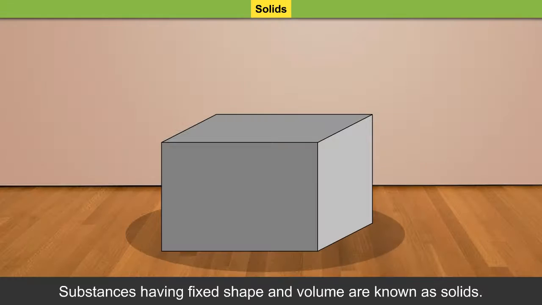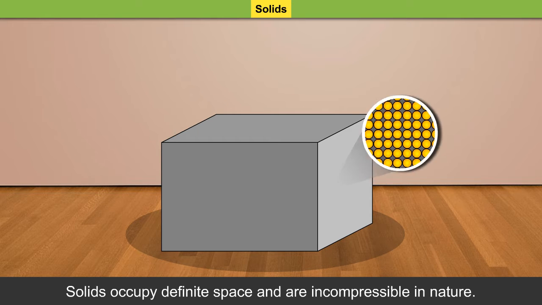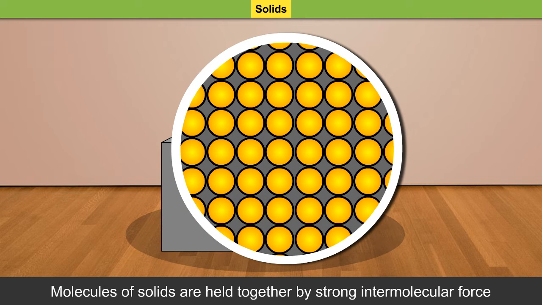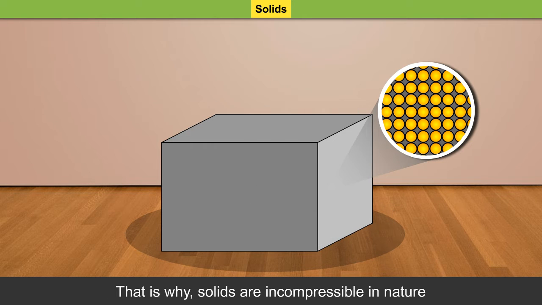Solids. Substances having fixed shape and volume are known as solids. Solids occupy definite space and are incompressible in nature. Molecules of solids are held together by strong intermolecular force, and there exists negligible spacing between them. That is why solids are incompressible in nature and we cannot change their shape.